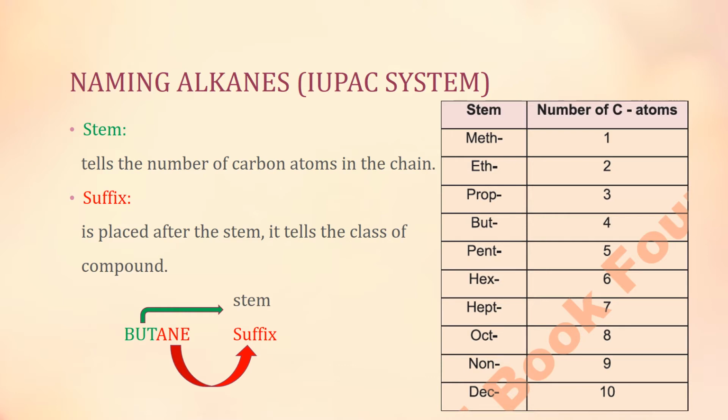You can see the example of butane here. This indicates the stem. This indicates that there are 4 carbon atoms. And ane is the suffix, and this indicates that the family of this compound is alkane.